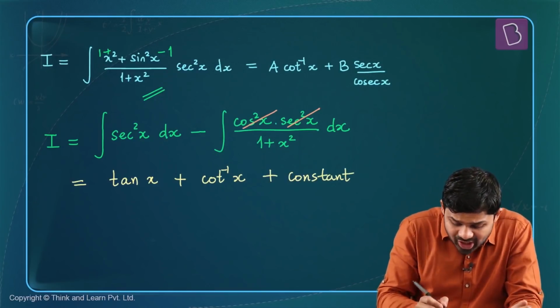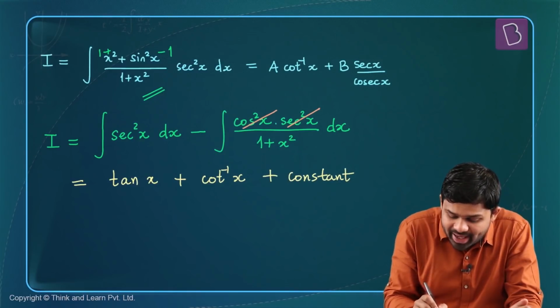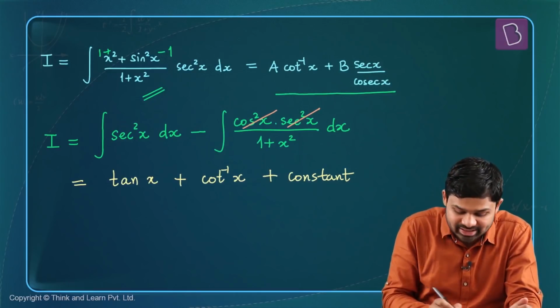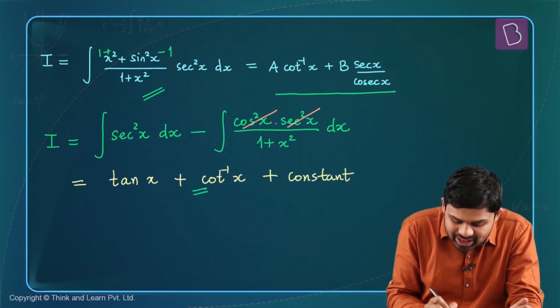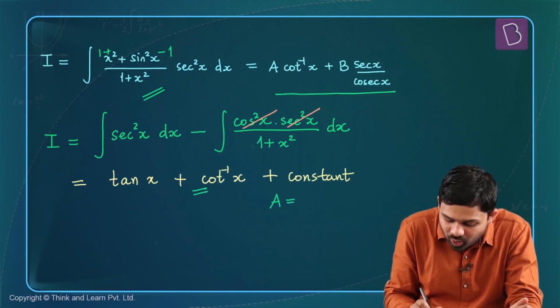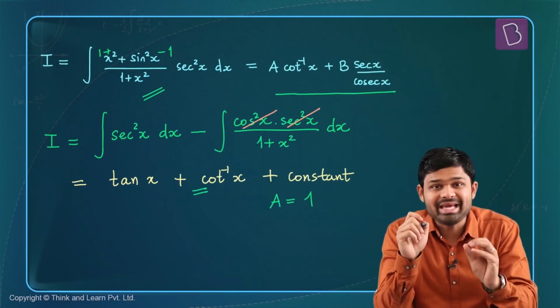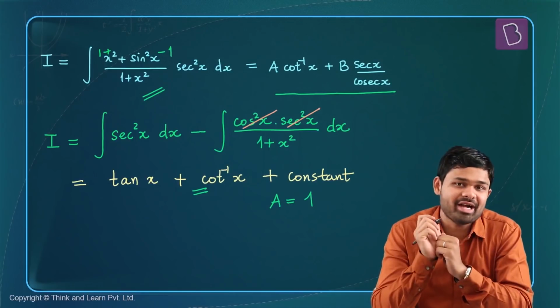So now I know what is a, correct? Because if I compare it with a cot inverse of x plus b secant x by cosecant x, with the answer I get the value of a as equal to 1. My a is straight away 1. What about b? Now b is the coefficient of secant x divided by cosecant x.